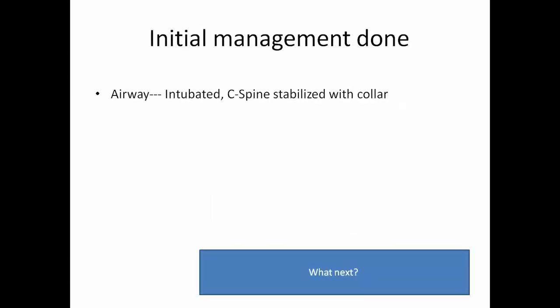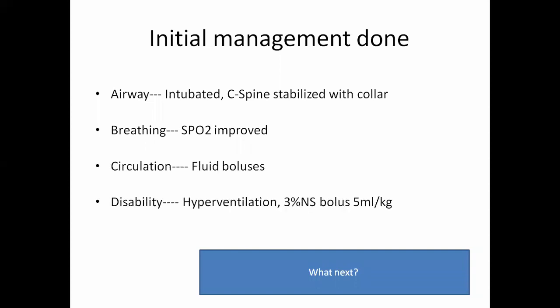So initial management. We intubated this child with cervical spinal stabilization with a collar. Breathing after intubation, you have stability somewhat improved. Circulation, we are giving fluid boluses. Disability, we are doing hyperventilation, and someone told to start 3%. We started 3%, 5 ml per kg over half an hour. Exposure wise, we have looked, there is a fracture and swelling in the right thigh.